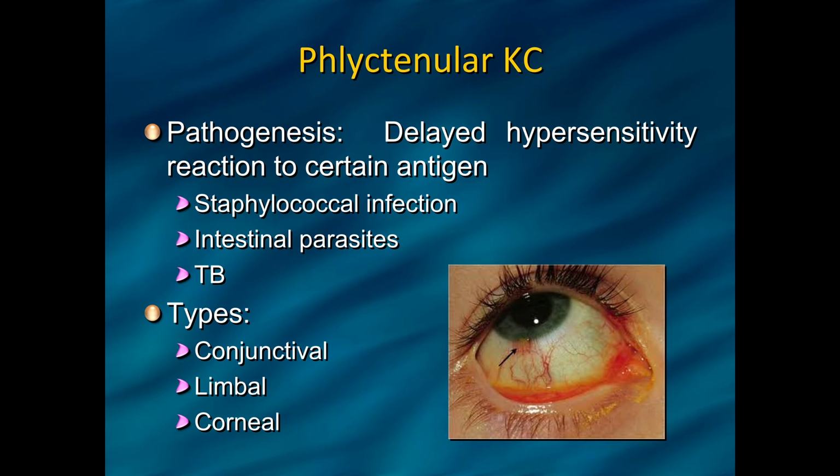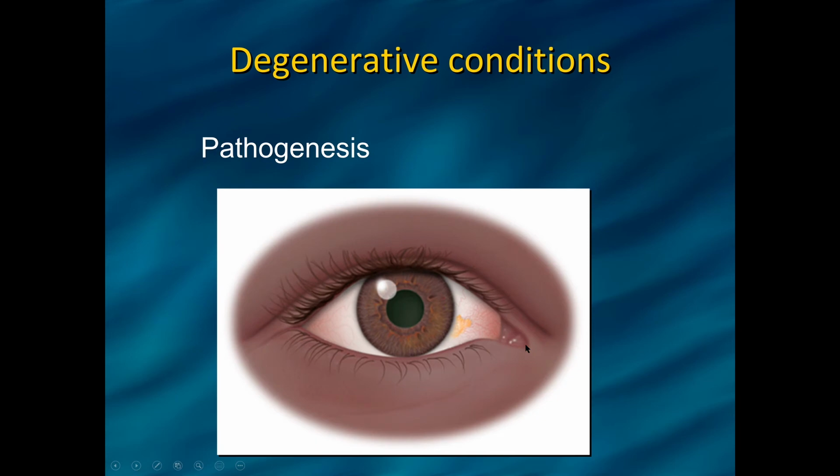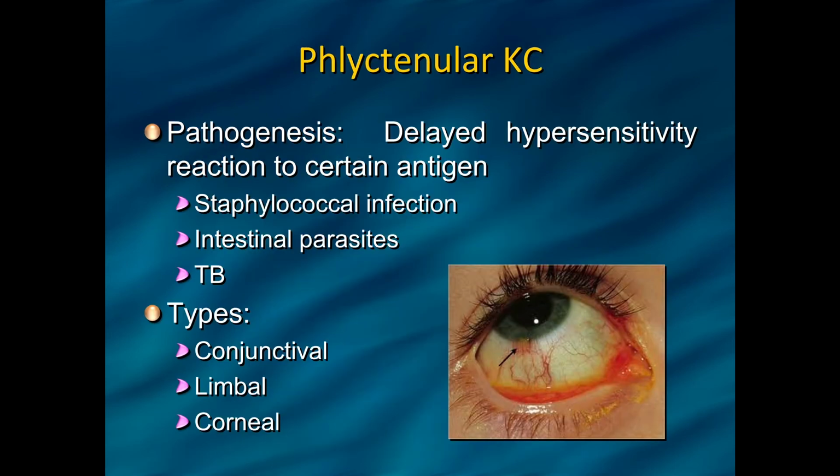The types of phlyctenular keratoconjunctivitis are conjunctival, which occurs anywhere in the conjunctiva; limbal, when it straddles the limbus; or corneal. The pathogenesis of this is a reaction between the antigen and the antibodies sent by the immune system, and it is nothing but a pustule that is caused by this interaction between the antigen and antibody.